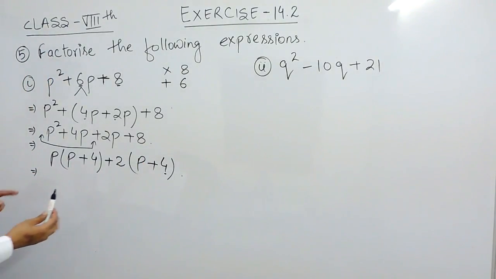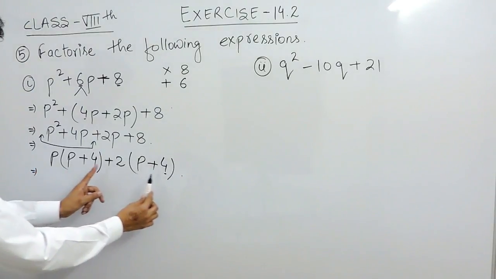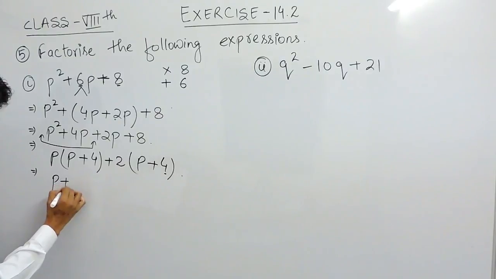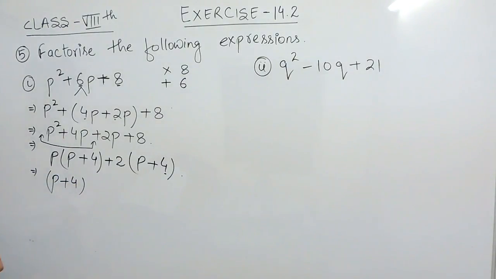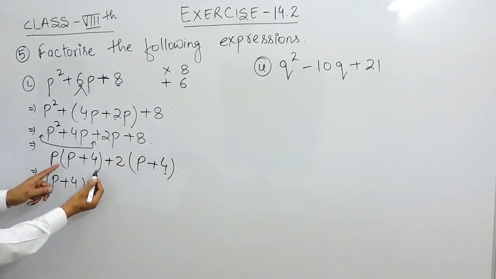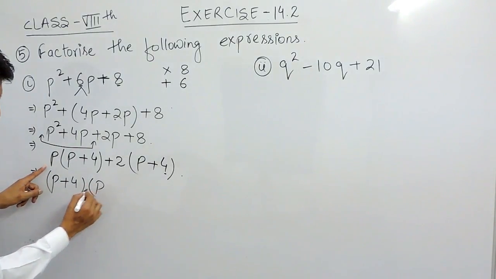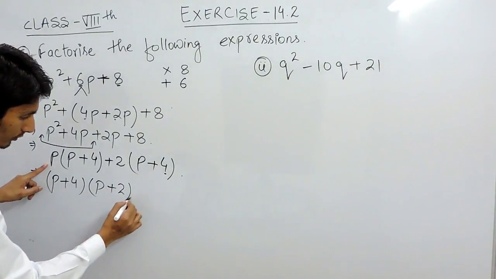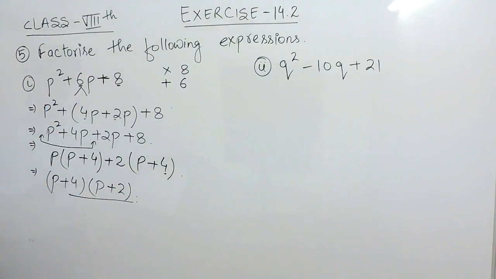Now again we have 2 terms, this as first plus this as second, and from both the terms p plus 4 is a common factor. If we take this as common, from the first term, if p plus 4 is taken out, only p will remain inside the bracket, plus only 2 will remain inside the bracket in the second term. So these are the factors for this expression.